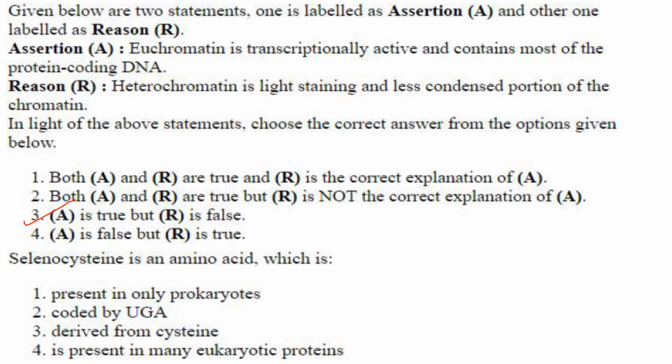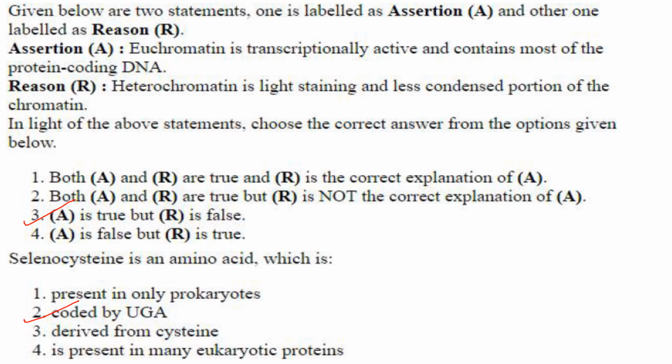Then selenocysteine is an amino acid which is present in only prokaryotes. No, it is present in eukaryotes also. So that is not correct. Coded by UGA. Yes, UGA, which is a stop codon, is used to code selenocysteine when specific recognition sequences are present in the mRNA. So 2 is correct.